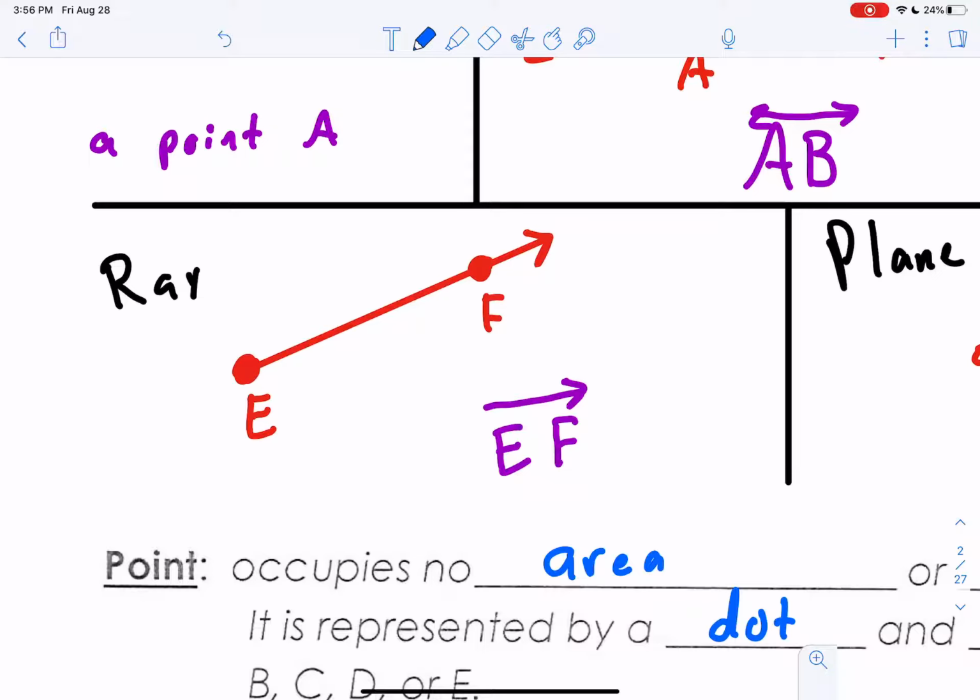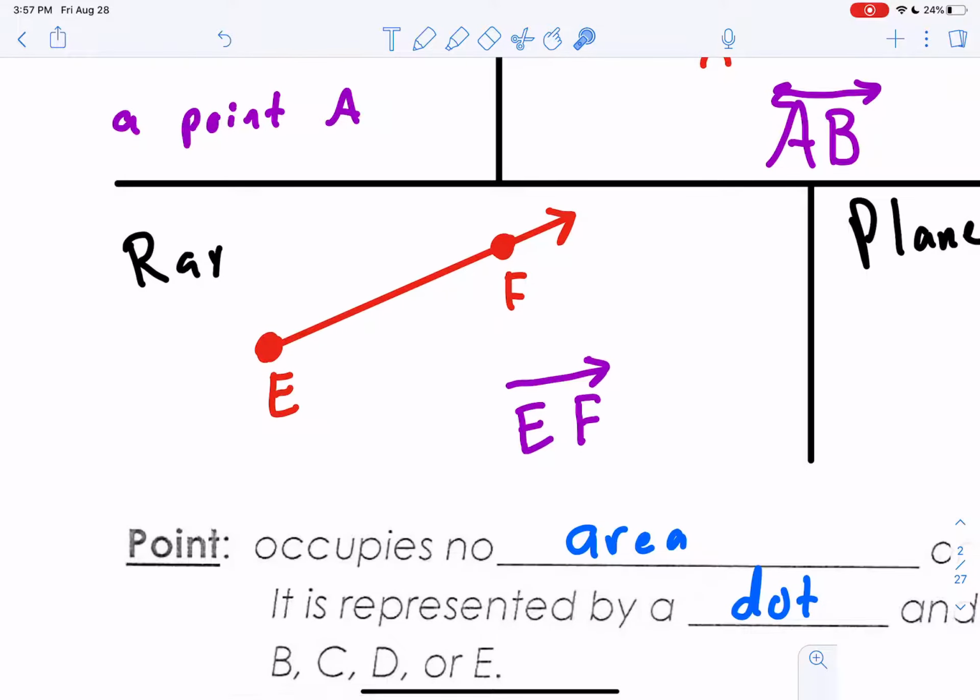Again, notice that this is kind of like a combination of the symbols for line and line segment. We have no arrowhead on the left and one arrowhead on the right. So what this is saying is that this ray starts at E, passes through F, and goes forever in that direction.